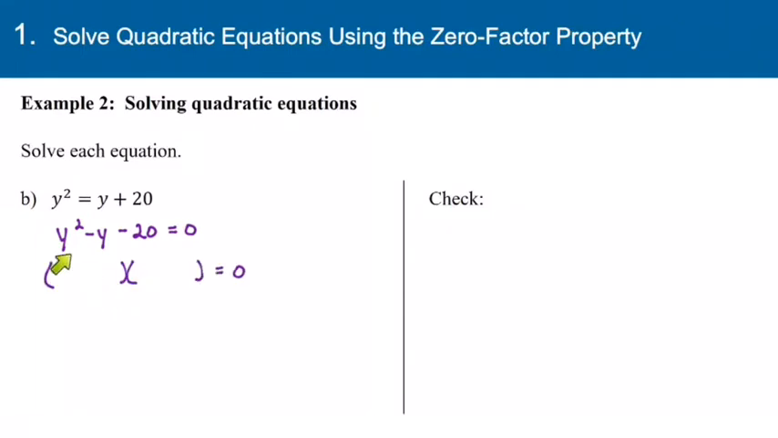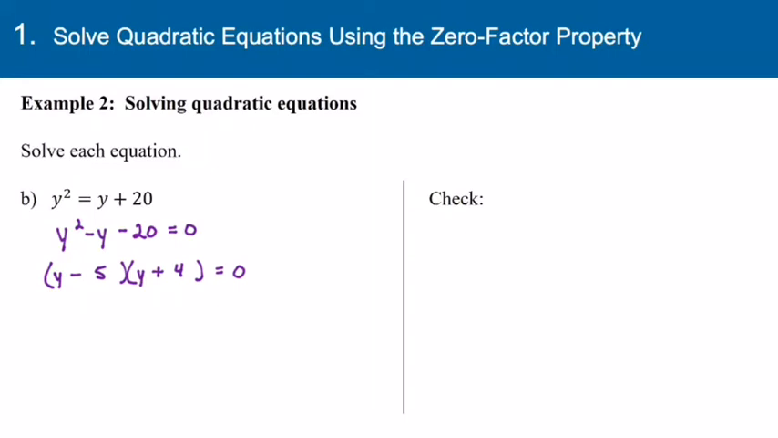So first times first is y squared, so that could only be y times y. The last term is negative, so that means the signs here need to be different. And last times last made 20. So our choices for 20 are either 1 times 20, 2 times 10, or 4 times 5. If you know that the middle has to add up to negative 1y, you know that you're going to want a negative 5 and a positive 4 in order to get that right middle term.